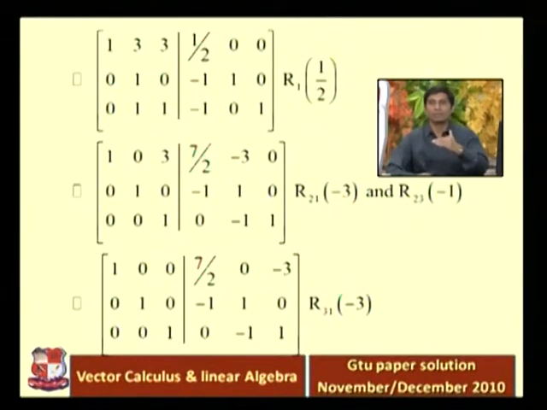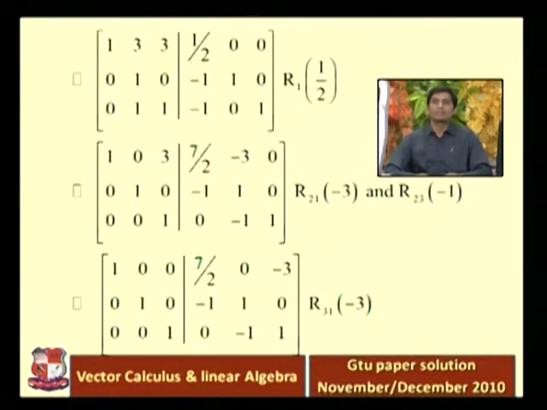I am talking about the first row of the matrix. 1 into -3 plus 3, that is -3 plus 3, you get 0. Then 0 into -3 plus 3 is 3, then -1 into -3 is 3, and 3 plus 1/2 gives 7/2. Then 1 into -3 plus 0 is -3, and 0 into -3 plus 0 is 0. So the first row becomes 1 0 3 7/2 -3 0. The second row stays as it is, 0 1 0 -1 1 0.